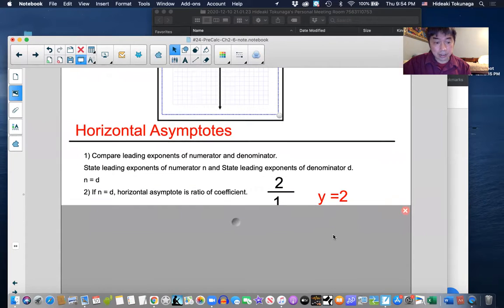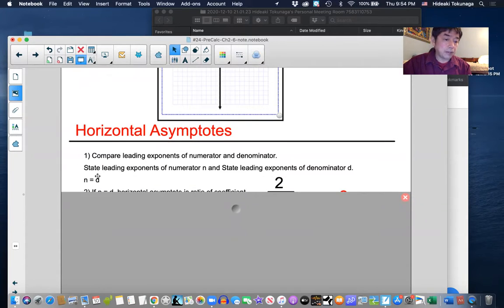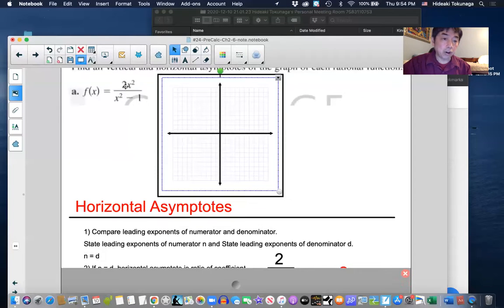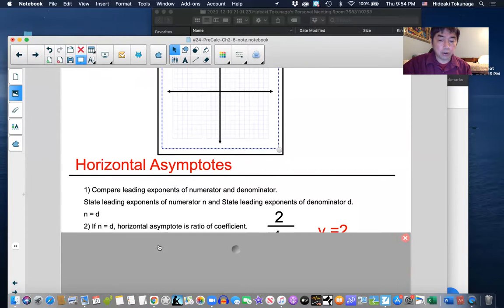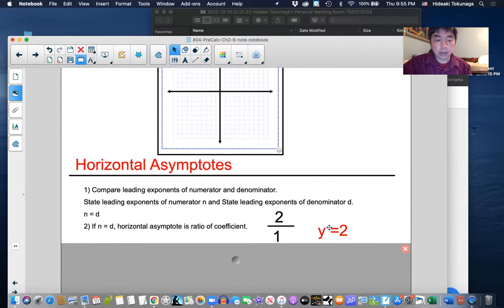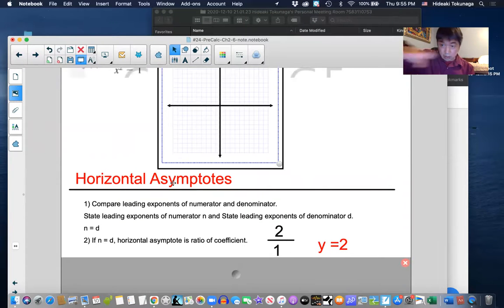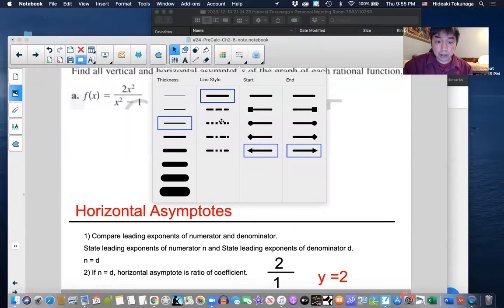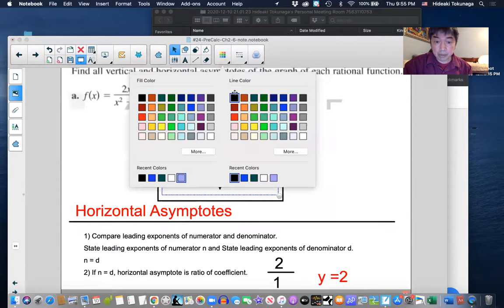So in that case, if n equals d, if the leading exponents of the denominator and numerator are the same, you get the ratio of the coefficients. So this is 2, this is 1. So the answer is 2 over 1, right? So that's the horizontal asymptote. It's parallel to the x-axis. So it's y equals 2, which means I use a dotted line here, and I use the color red.